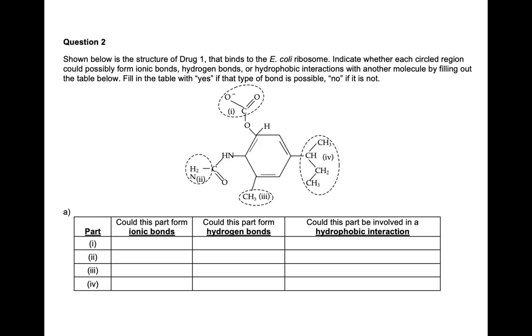Yeah. So this is a carboxyl group that's ionized, so there's going to be no hydrogen there. And since it does have a negative charge, it can form an ionic bond. And because of the polarity, it can also form a hydrogen bond, but it won't be able to be involved in a hydrophobic interaction because it's always going to be polar or charged, and so it won't be hydrophobic.